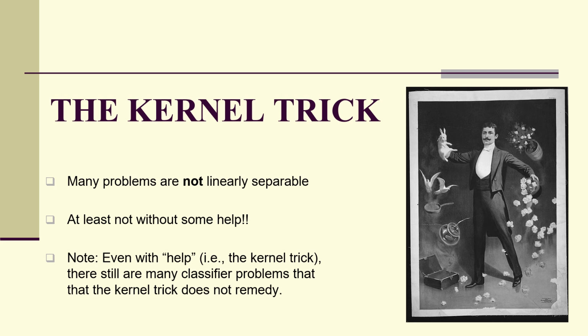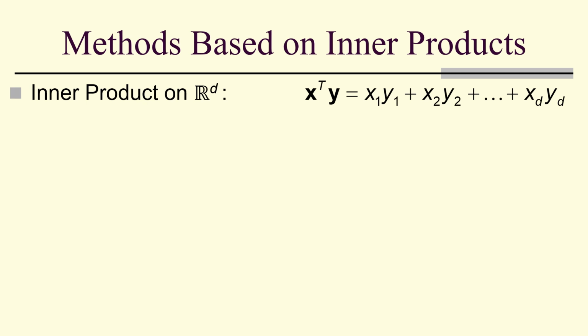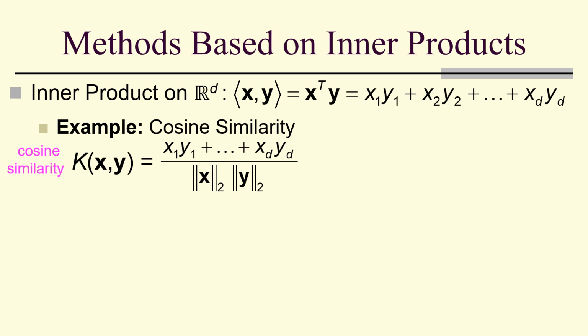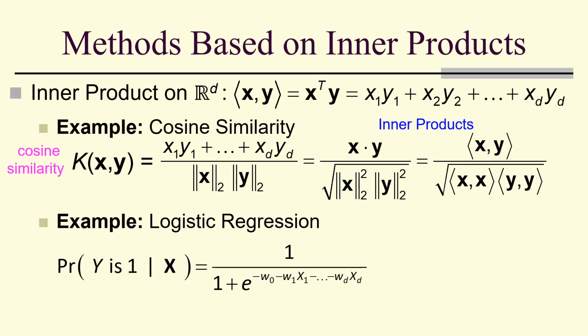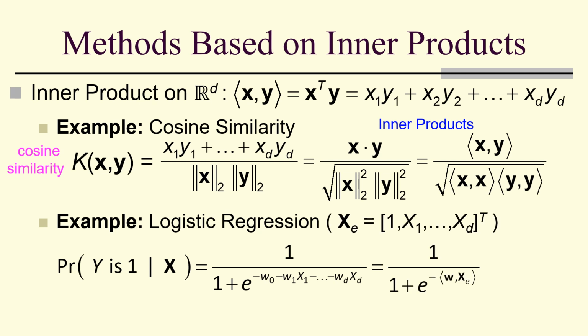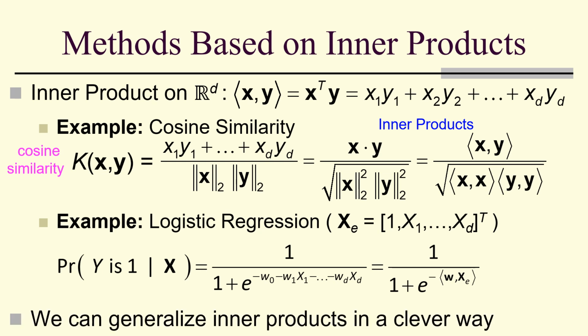The kernel trick. We often use methods based on inner products. This is a definition of an inner product, and we often use this alternative notation. For example, cosine similarity is defined in terms of inner products. Similarly, logistic regression, if we define our vectors in this way, can be modeled using inner products. And we can generalize inner products in a clever way.